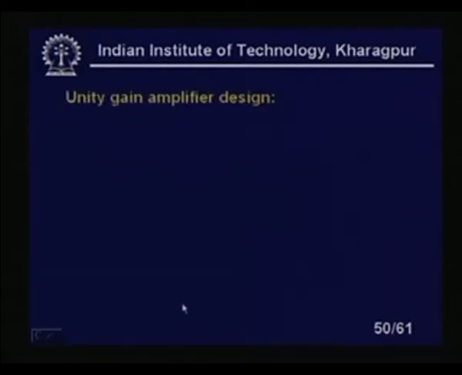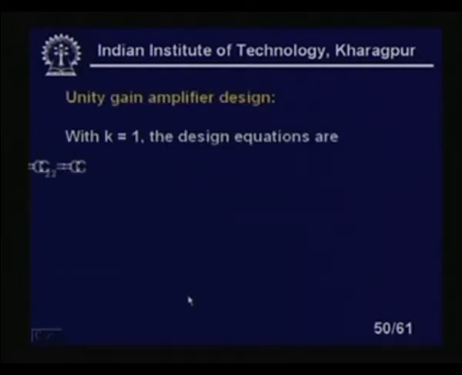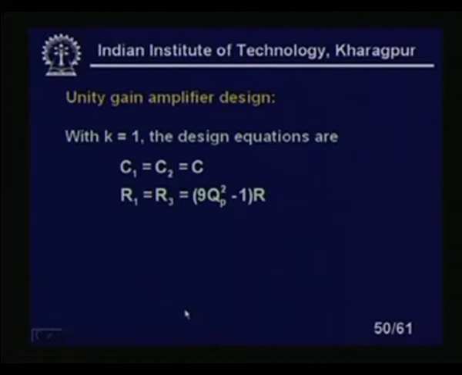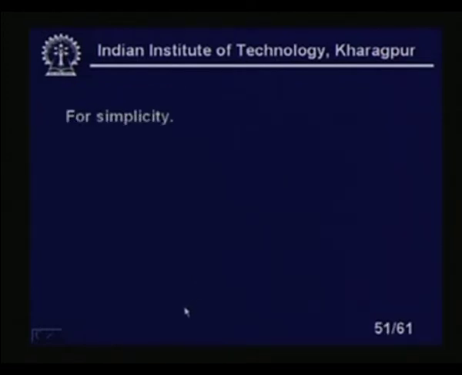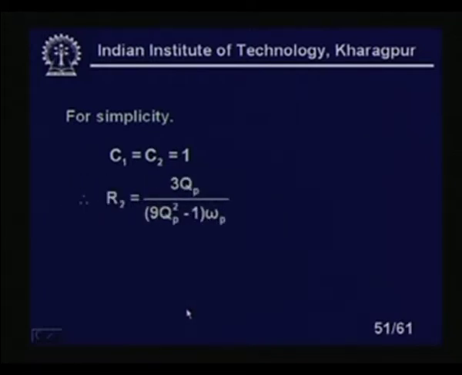Now, unity gain amplifier design. When small k equal to 1, the design equations are C1 equal to C2 equal to C, R1 equal to R3 equal to 9 QP square minus 1 into R, and R2 equal to R, and CR is a constant, 3 QP upon 9 QP square minus 1 into omega p, right. Now, for simplicity we can take C1 equal to C2 equal to 1, R2 equal to 3 QP.